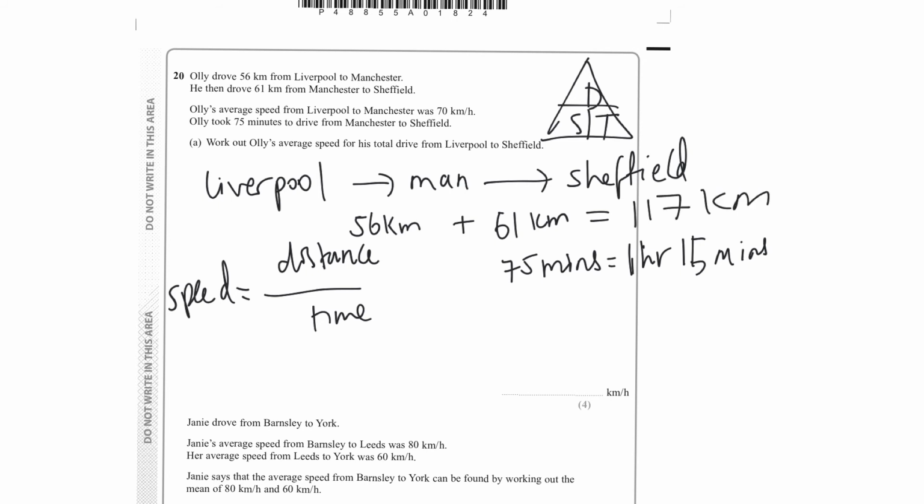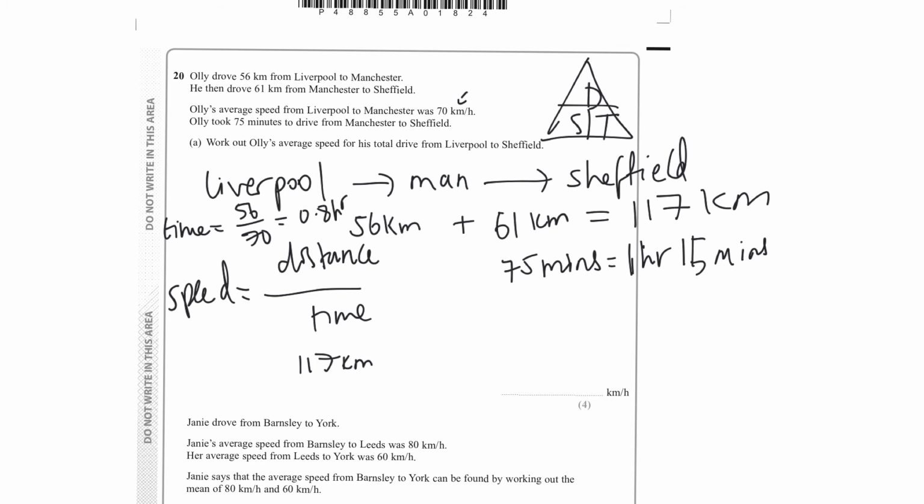So then 117 kilometers. And in order to work out the total time, we don't know the time yet from Liverpool to Manchester, but we can work it out because we know the average speed. So to work out the time from Liverpool to Manchester, we would do distance of 56 divided by the speed, which was 70. So if you put into your calculator 56 divided by 70, that is 0.8. So then now we know that the time was 0.8. Remember that's 0.8 of an hour.